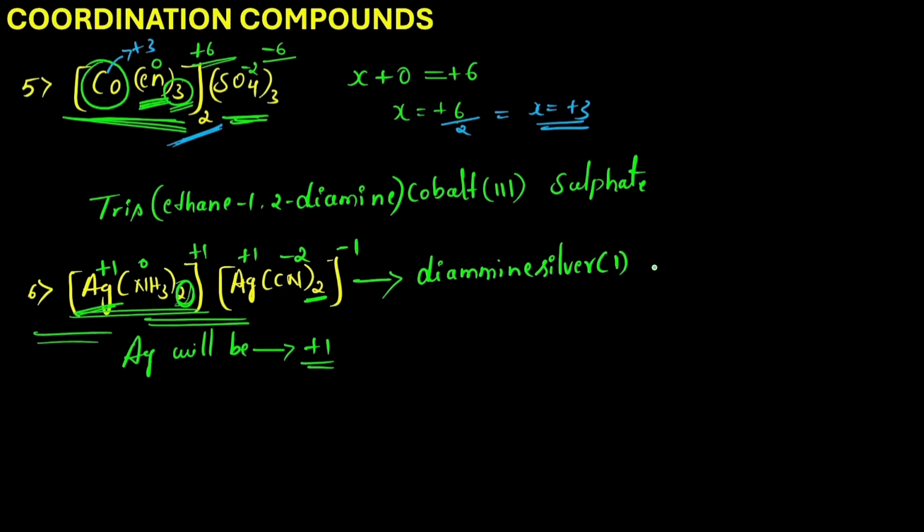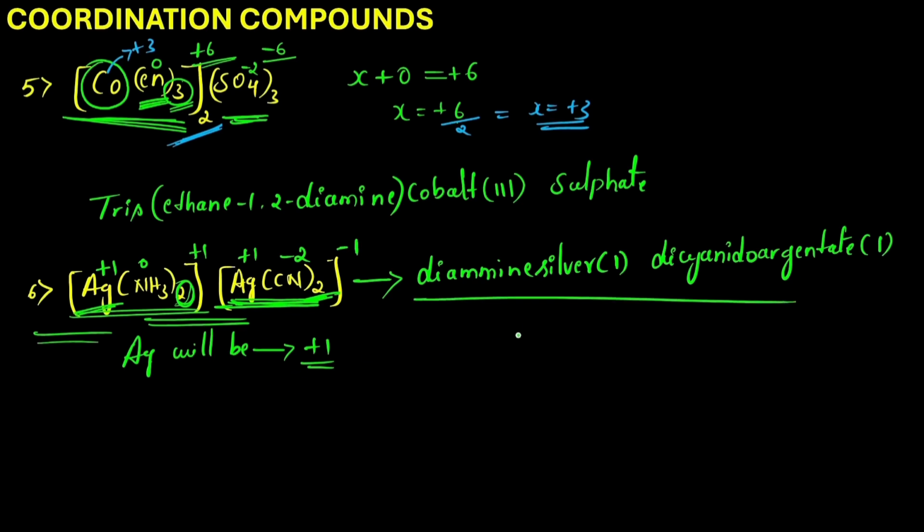And here also you have to start with the ligand. How many ligands are there? 2 CN ligands are there. Therefore, it is dicyanido. This is an anionic complex. Therefore, it is argentate. What is the oxidation state here? That is +1. Okay. This is the name of the coordination compound.